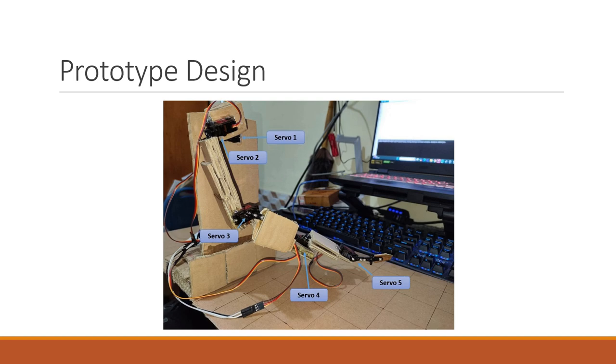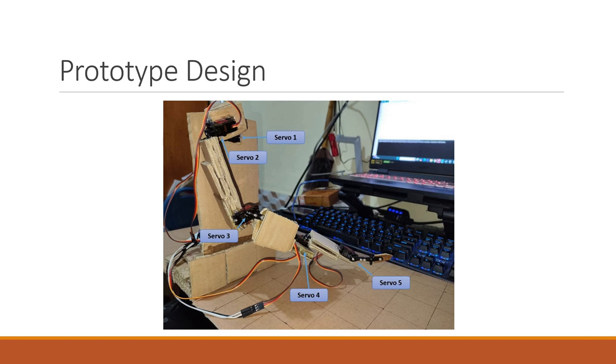Next is the prototype design. Here we use cardboard as the body part of the robots, and we use 5 motor servo to make it move and act as a joint. Servo 1 will move according to y-axis from 0 to 190 degree, and servo 2 will move to x-axis from 0 to 180 degree. The servo 1 and servo 2 will act as a shoulder of the humanoid robot. It will act as sphere 1 on the 3D Unity modeling.